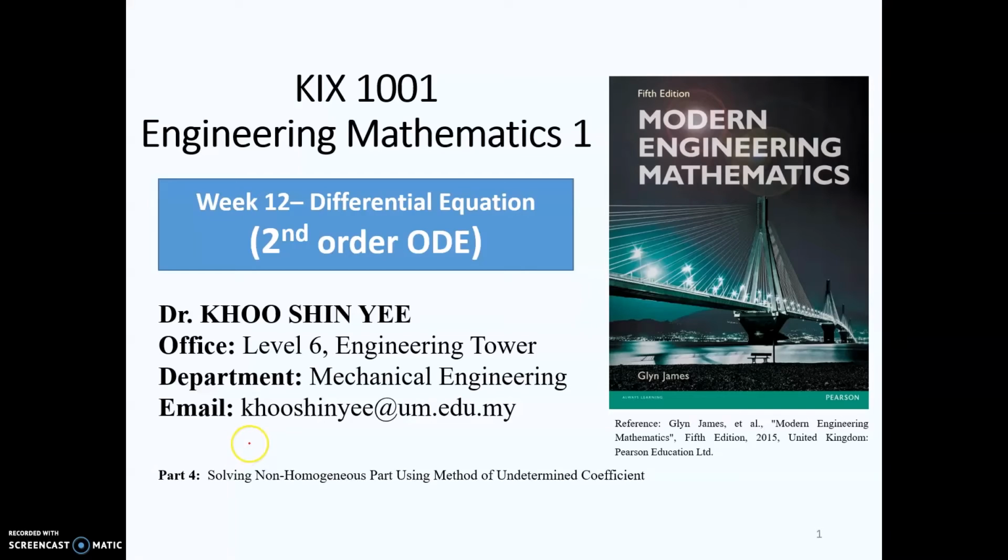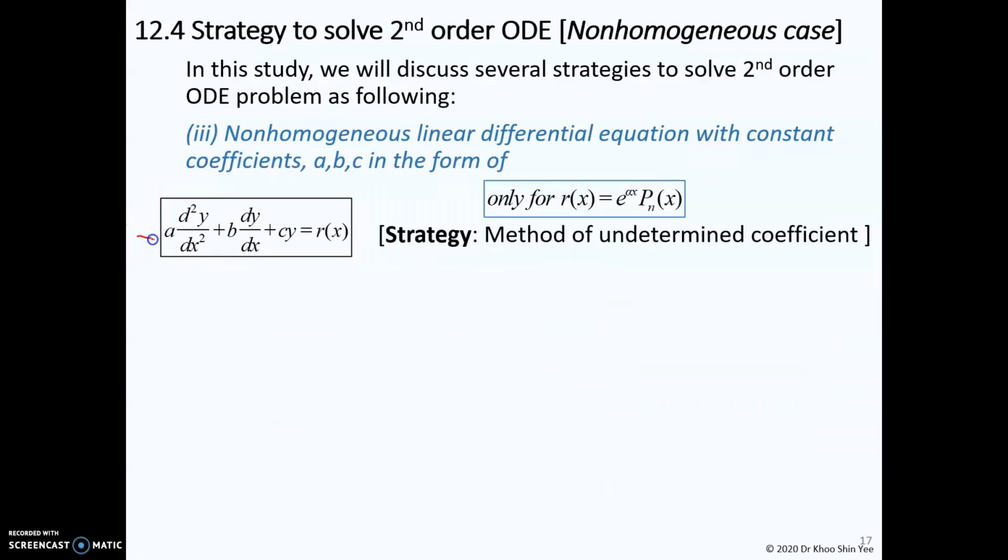Hi, in this video, we will discuss how to solve the non-homogeneous part for the second order ODE by using the method of undetermined coefficient. In this case, you have a non-homogeneous ODE where the right-hand side function here is not equal to 0. We can use the method of undetermined coefficient to solve this non-homogeneous problem.